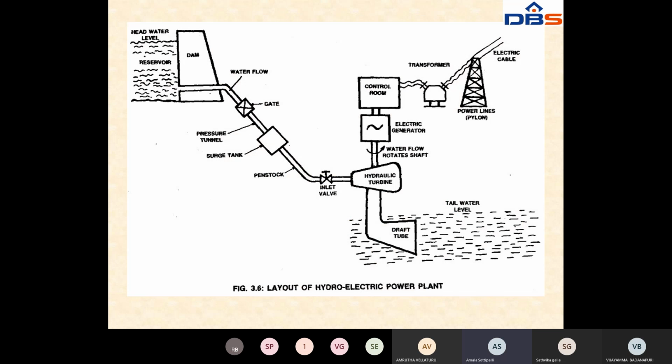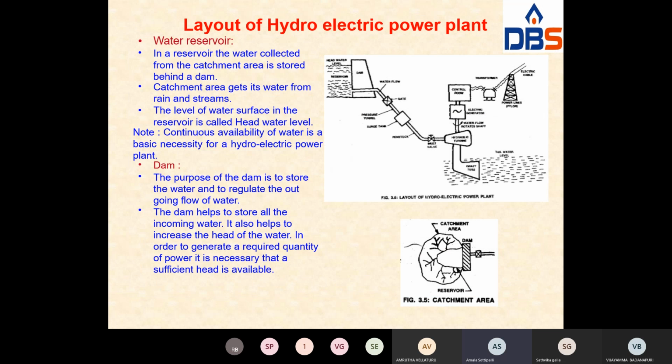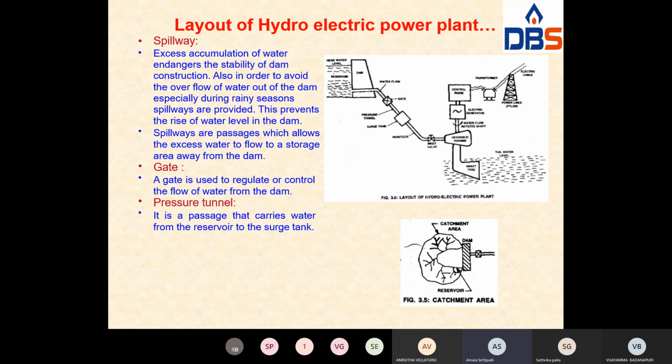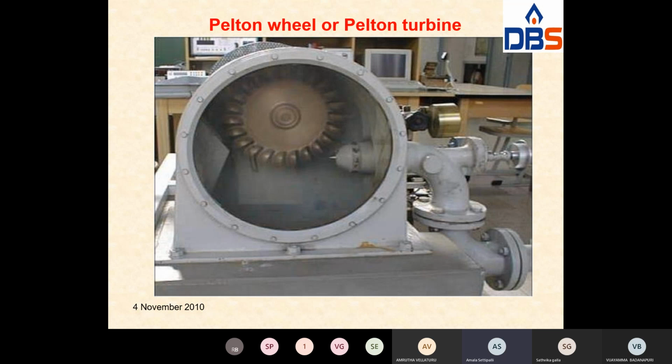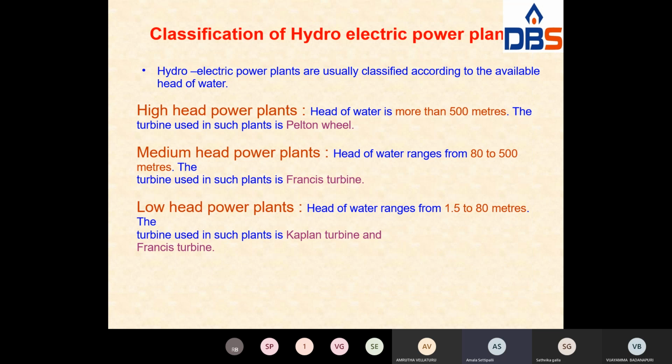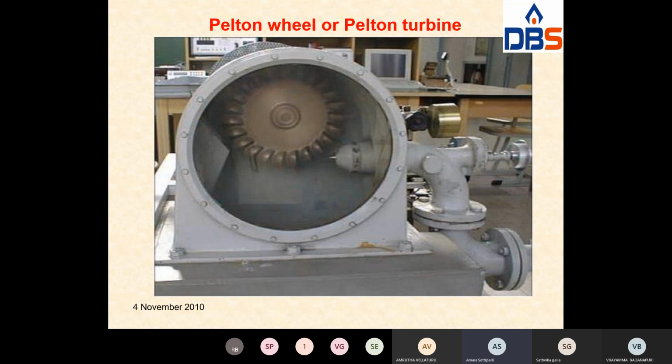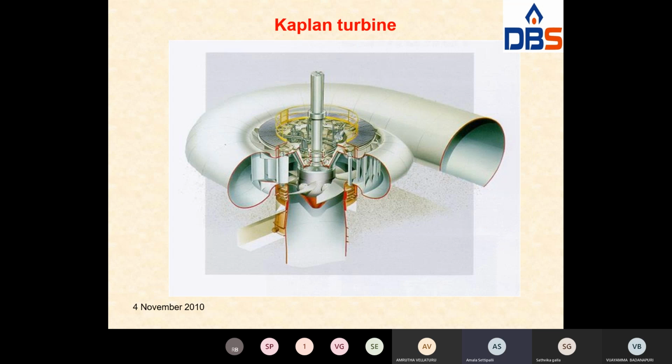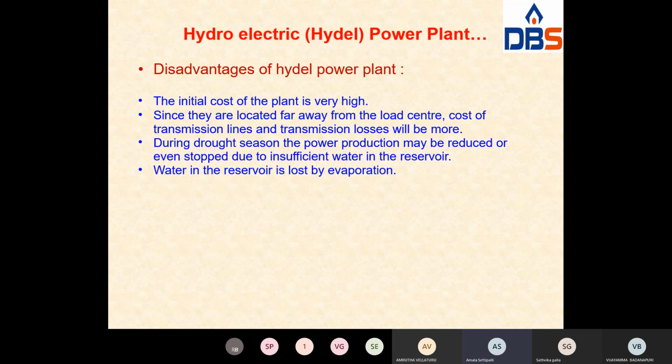Okay, so this is about the hydroelectrical power plant layout and working, and the main parts of a hydroelectrical power plant. And these are the types of hydroelectrical power plants. I will also show the Pelton wheel, Francis turbine and Kaplan turbine, and advantages and disadvantages. This is about the hydroelectrical power plant.